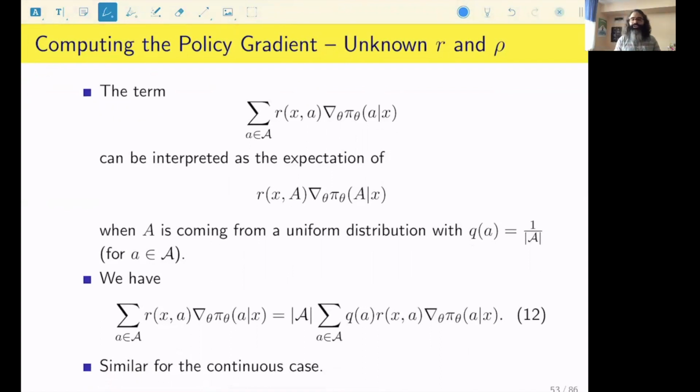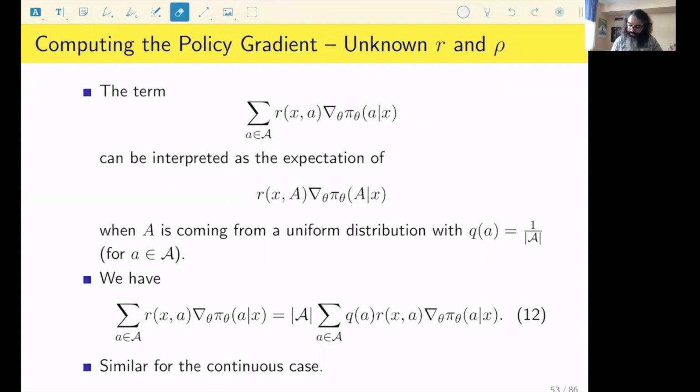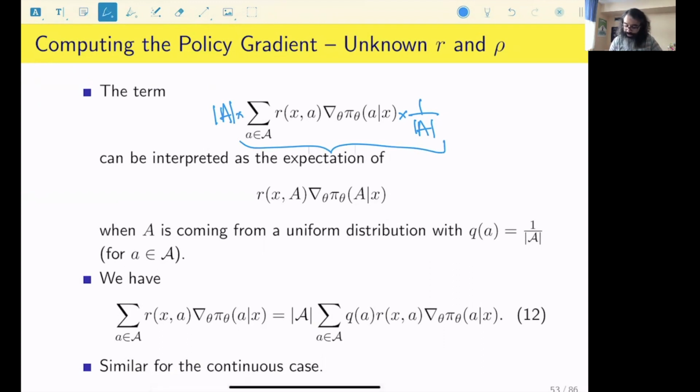Let's have some interpretation of what that term basically means. This term that we need to compute can be interpreted as the expectation of this quantity, of course, when the action is coming from a uniform distribution. So if I multiply by a uniform distribution, which assigns probability 1 over the number of actions to this quantity, that would be essentially the same. I multiply it to make it exactly the same. So the interpretation is that I have an expectation of R of x and a times gradient of pi theta of a and x, when a is coming from a uniform distribution.